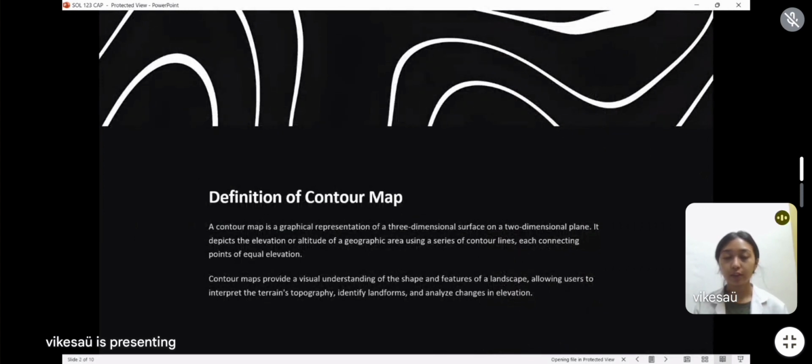Definition of a contour map. A contour map is a graphical representation of a three-dimensional surface on a two-dimensional plane. It depicts the elevation or altitude of a geographic area using a series of lines, each connecting points of equal elevation. Contour maps provide a visual understanding of the shape and features of a landscape, allowing the user to interpret the terrain or topography, identify landforms, and analyze changes in elevation.